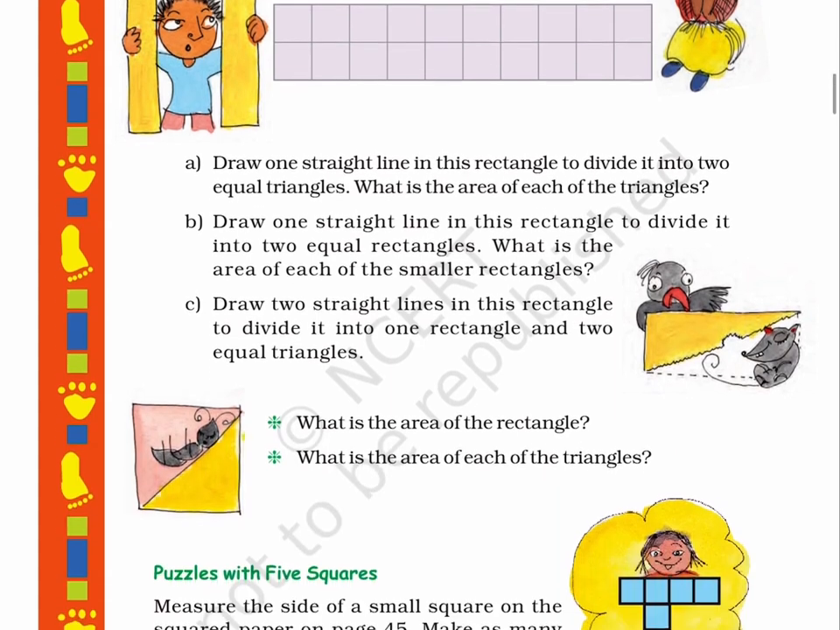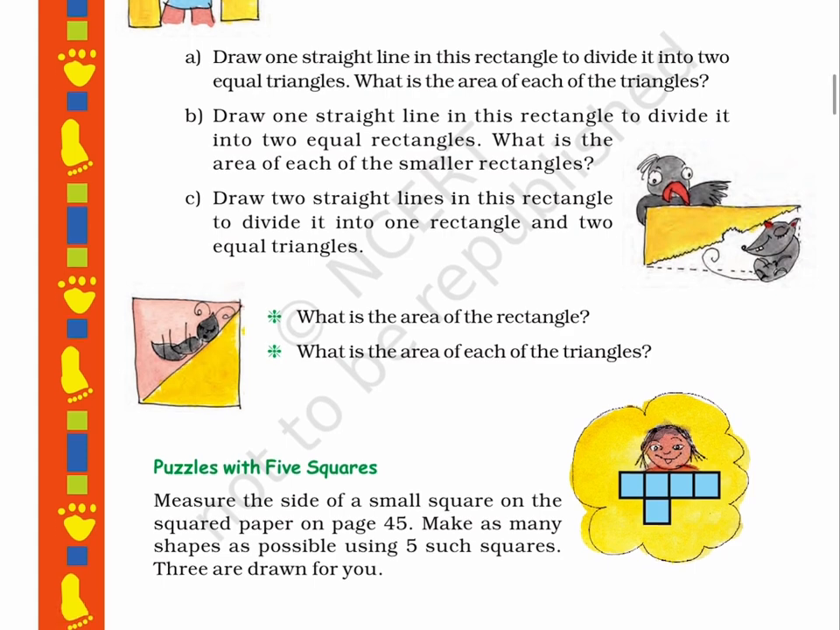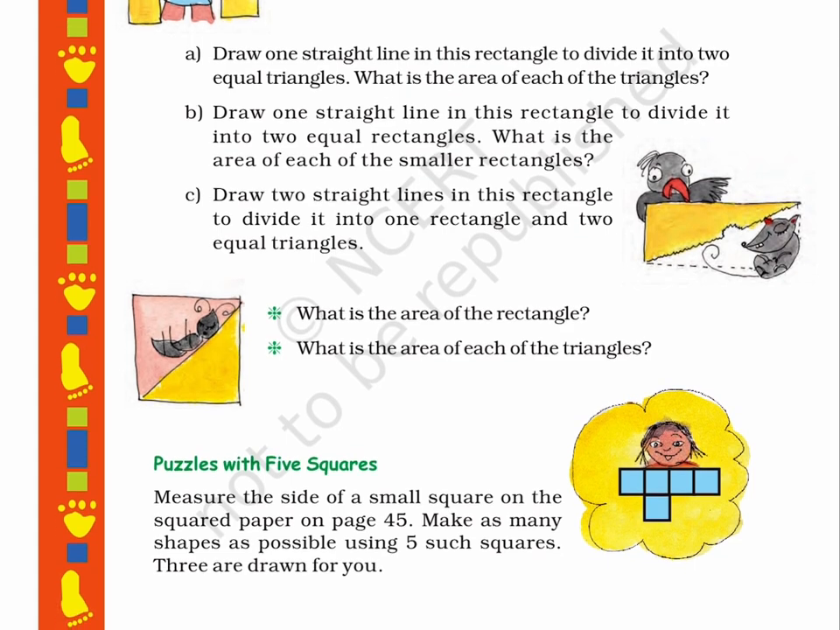Part C. Draw 2 straight lines in this rectangle to divide it into 1 rectangle and 2 equal triangles. What is the area of the rectangle? What is the area of each of the triangles? Part 2. The chapter 3 ends here.